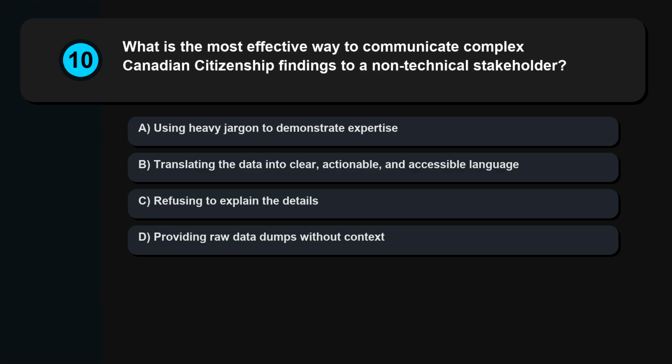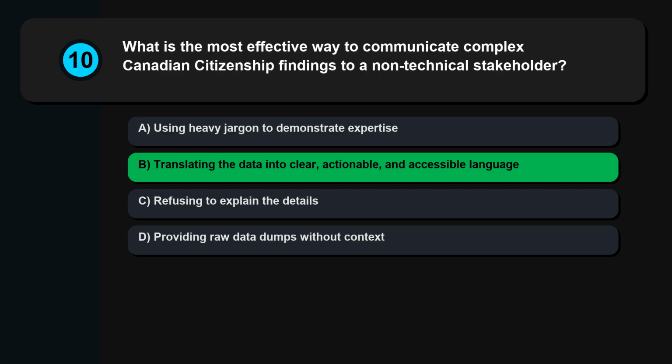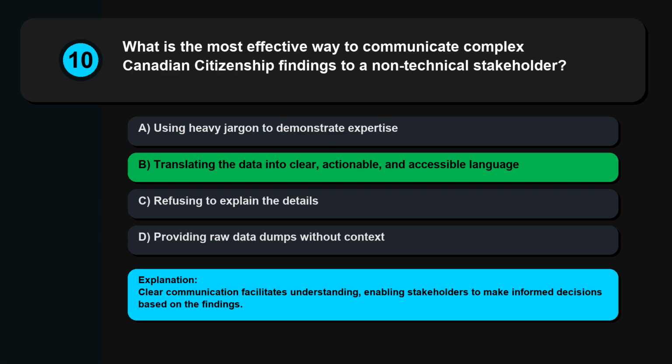Question 10. What is the most effective way to communicate complex Canadian citizenship findings to a non-technical stakeholder? Using heavy jargon to demonstrate expertise, translating the data into clear, actionable, and accessible language, refusing to explain the details, providing raw data dumps without context. Clear communication facilitates understanding, enabling stakeholders to make informed decisions based on the findings.